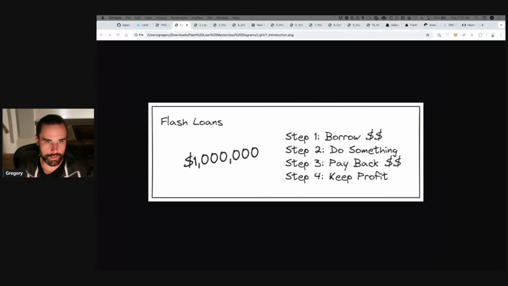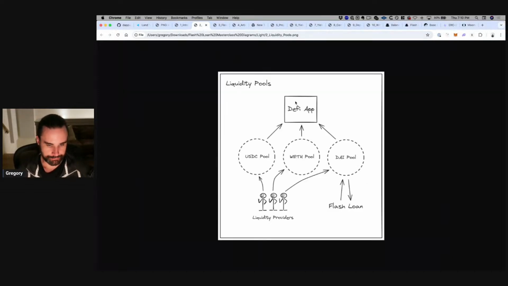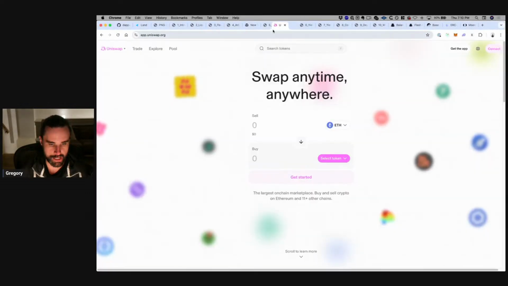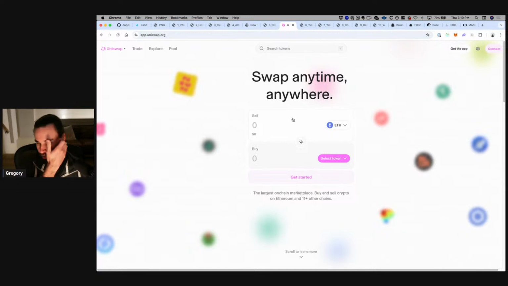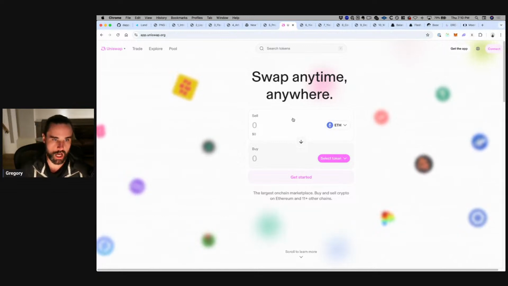Okay, so let's talk about where flash loans come from. Well, they come from these places called liquidity pools. So what does that mean? Well, basically, if you look at any type of DeFi app out there, we can pull up an example like Uniswap. Uniswap is one of the most popular applications out there on the blockchain. It's a decentralized cryptocurrency exchange where you can swap tokens. You just tell it the cryptocurrency you have and the cryptocurrency that you want, you click swap, and it spits out the new token.